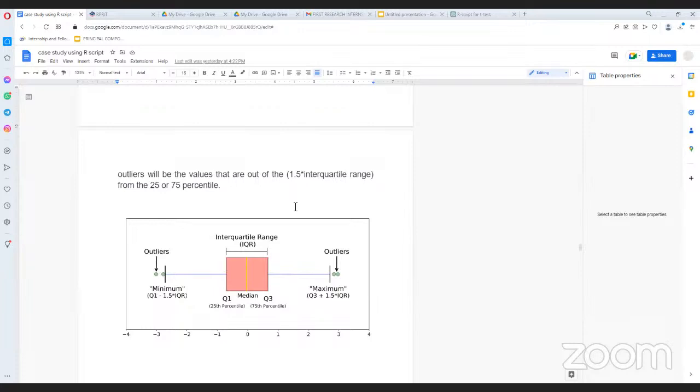If there is some data, for example, this is the data, this is the outlier, because Q3 plus 1.5 into IQR. Is it clear? So this is the interquartile range, 1.5 into interquartile range. Q3. Similarly, this is Q1 minus.